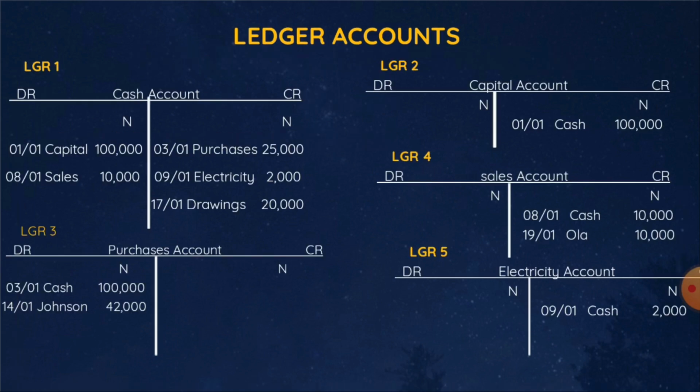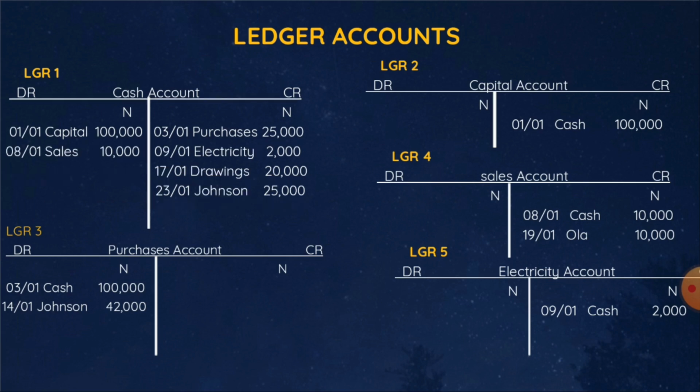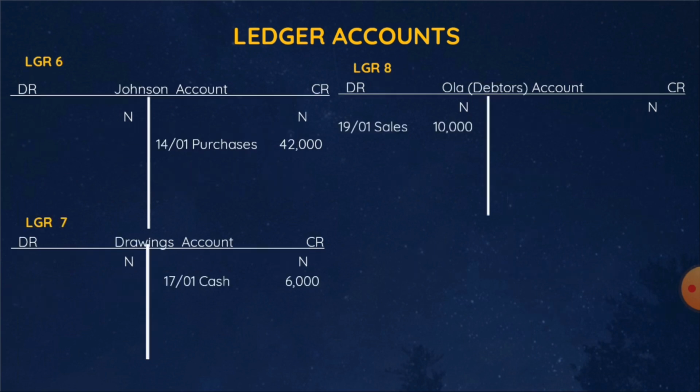If you remember, we already have cash accounts, so we are not going to open another account. So we only credit cash account with Johnson 25,000 naira, while we go to the creditor's account, who is Johnson, and debit Johnson's account with 25,000 naira. That is Johnson, which is ledger number 6. We are going to debit Johnson's account with 25,000 naira to complete the double entry principle for that transaction.